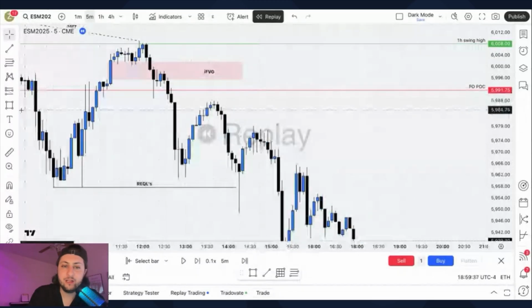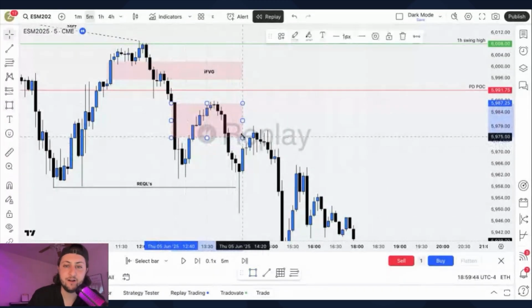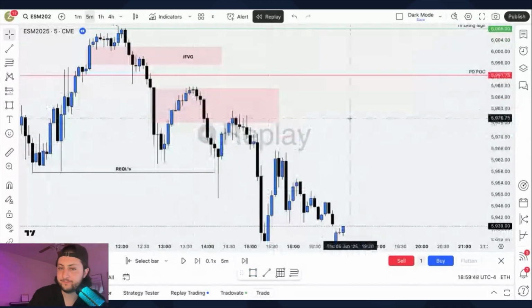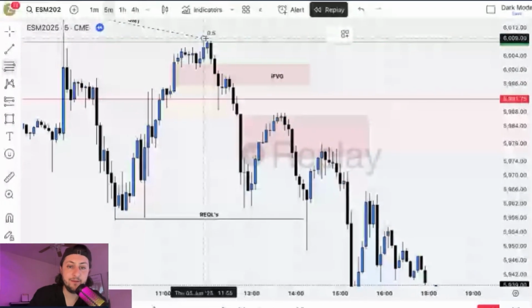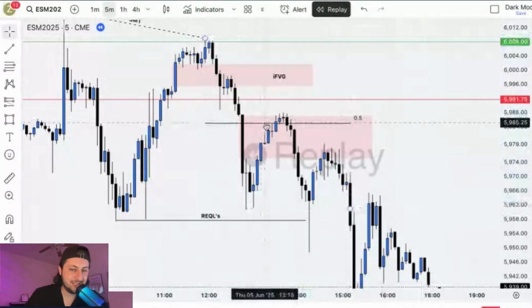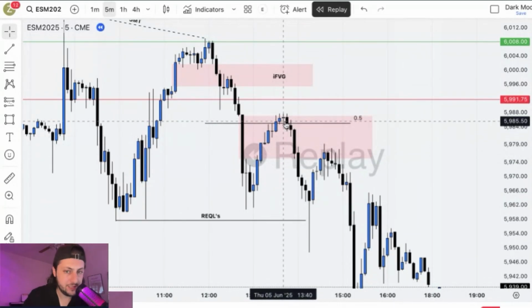So again, where can we look for that pullback? Into a fair value gap right here. Look at this fair value gap. Boom. So two ways of trading this. Number one, let's actually pull a 50% fib as well. What do we talk about? Premium and discount. This could help you get into that really prime entry. Do not get short until we retrace 50%.